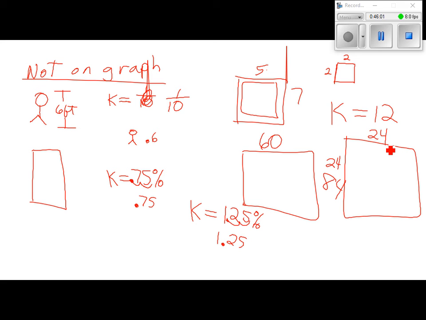So if you're dealing with the perimeter, then the scale factor can go with perimeter. The perimeter of this one would be 8, and the perimeter of this one, 24 plus 24 plus 24 plus 24, is what, 96? Guess what 12 times 8 is? 96. So the perimeter is 12 times this perimeter, but the area of this one is not 12 times the area of that one. Does that make sense? Yeah, area's sort of different.